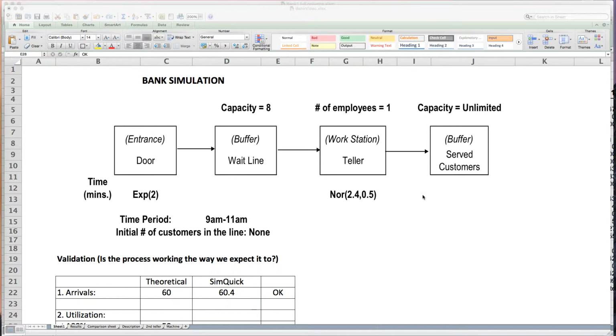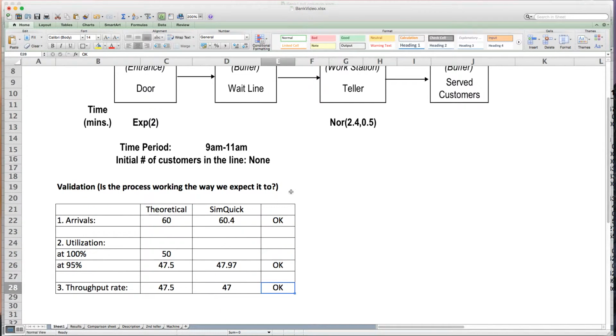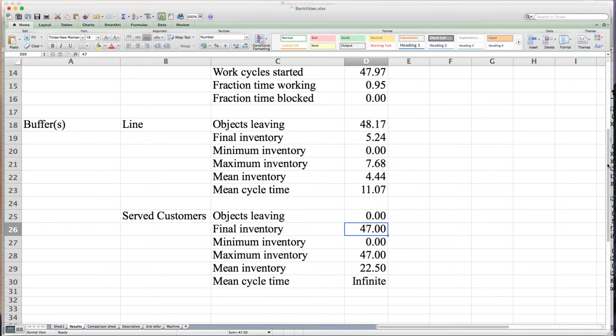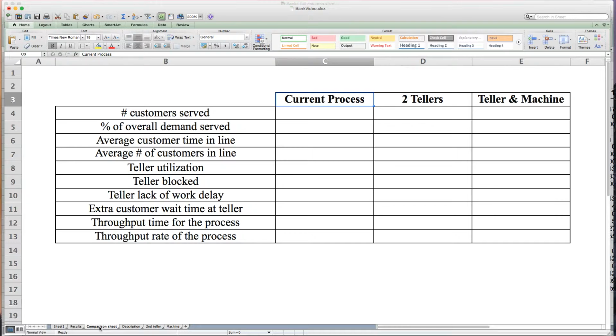Okay folks, so we've got our bank simulation, we have validated our model and we have demonstrated that the simulation is working or mimicking reality as we would expect it to, so we can trust the results. So we're going to take our results as they are laid out in our results sheet in our simulation file, and we are going to translate it all into a bit of English over on this table over here. So we are going to look at customers served, time in line, utilization, and throughput time and throughput rate. So let's step through all of these.